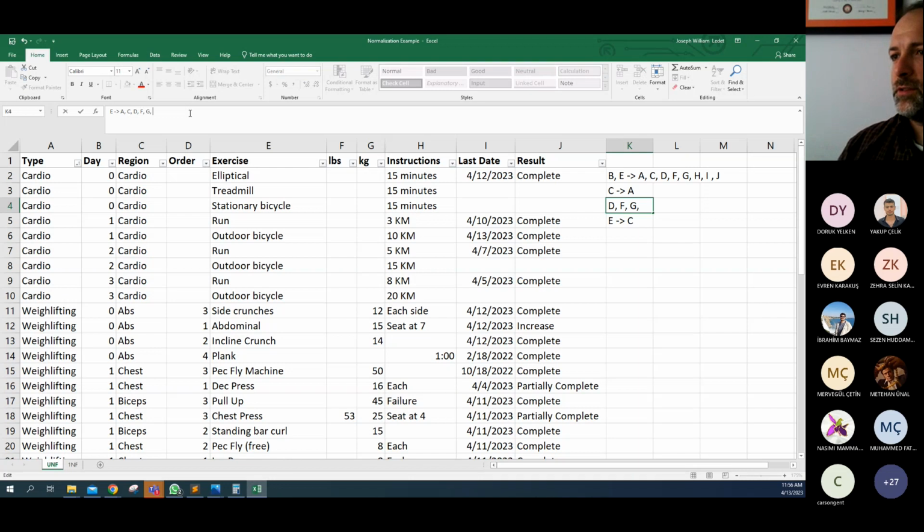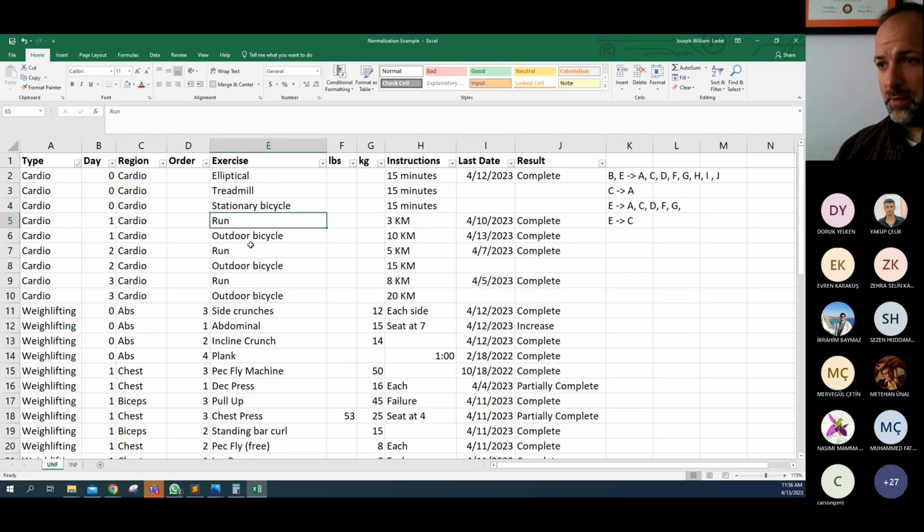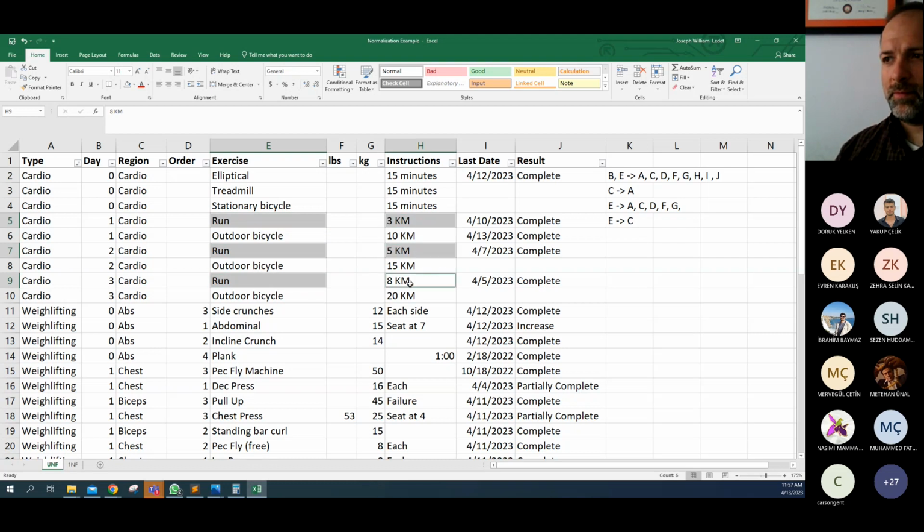What about the instructions? Stationary bike, 15 minutes, run 3 kilometers, run 5. Oh, nope, that doesn't work. This value has 2 more separate possible values over here, right? So no, it doesn't determine H. Does it determine I? Does E determine I? No. E does not determine I.